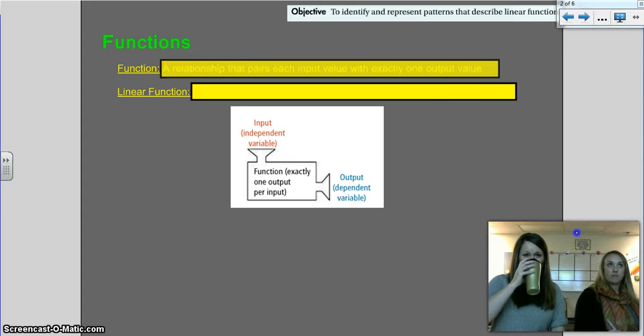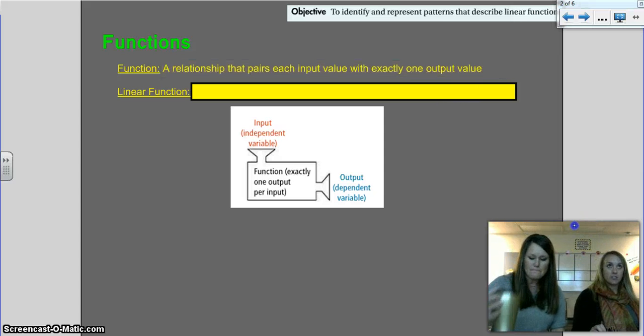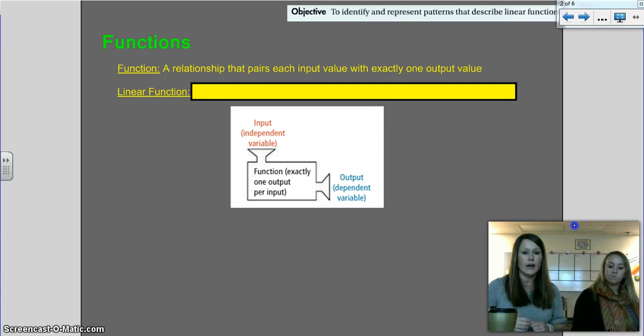So function, a relationship that pairs each input value with exactly one output value. Exactly one. You cannot have X equals 0 and Y equals 1 and 7. That would not be a function. And so here's our little diagram for that. Here's your input. You put it into whatever the function is. Then it comes out as one output. Okay. So linear function.